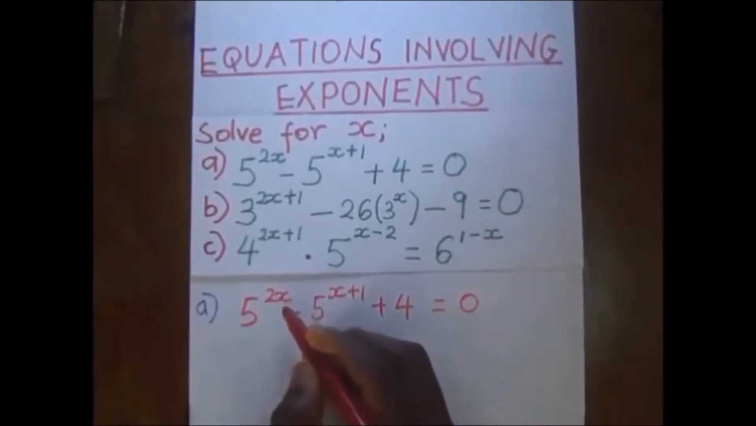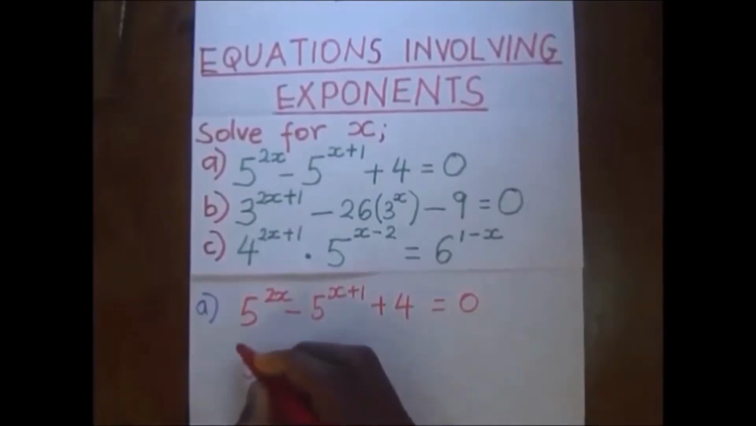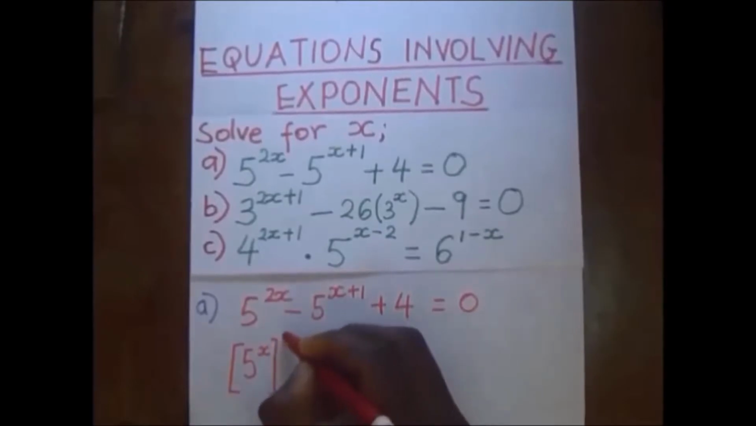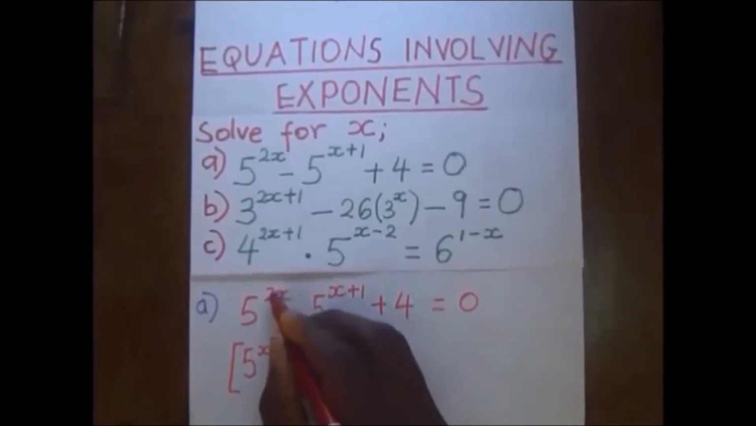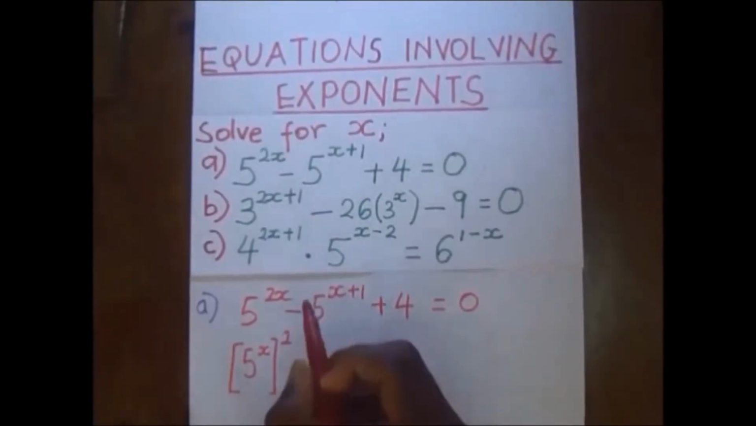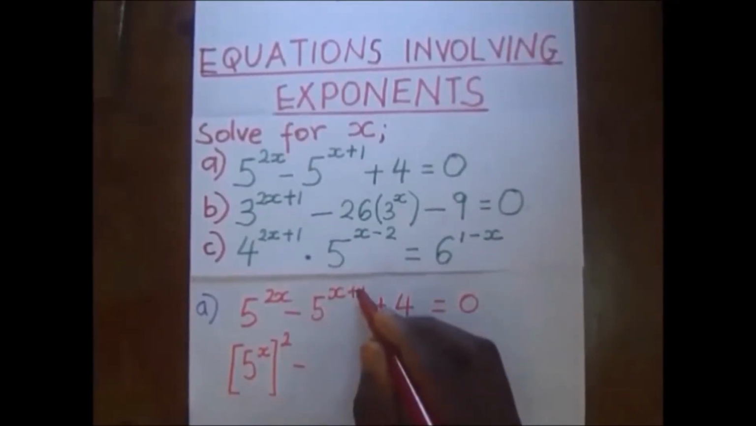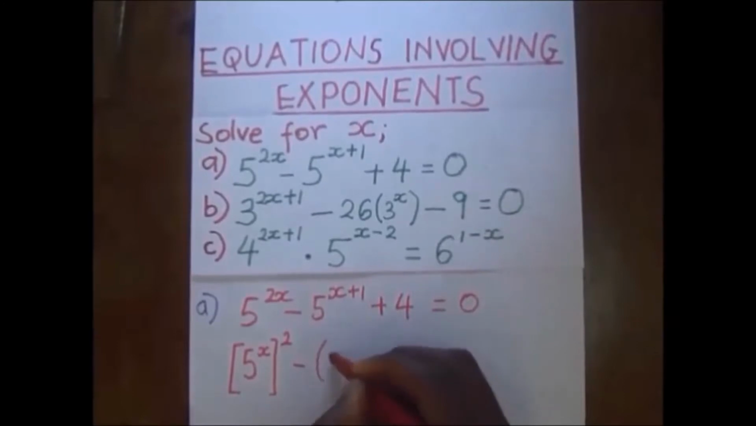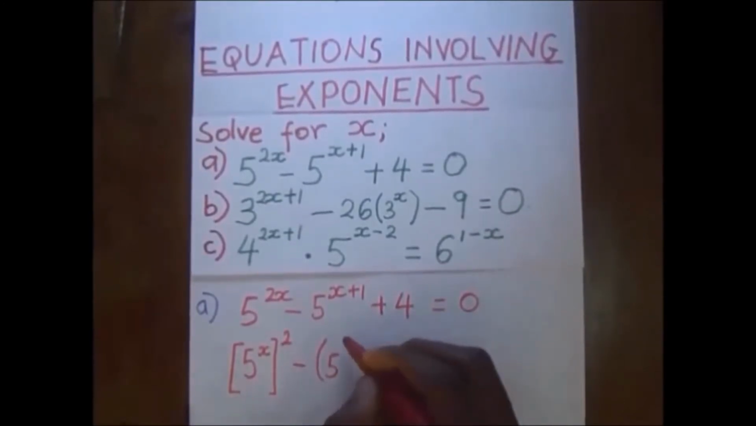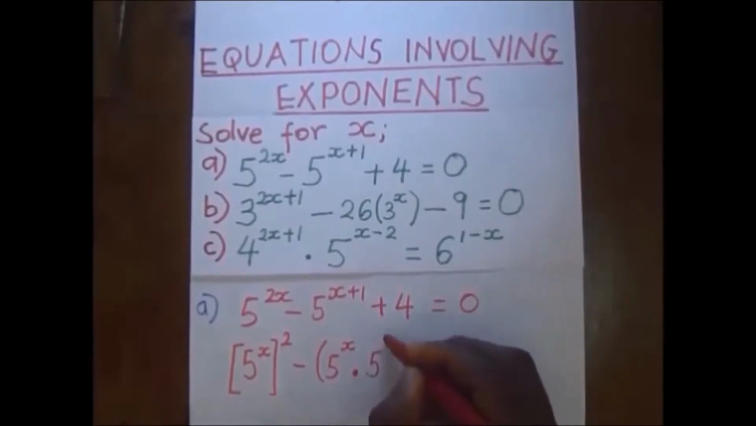5 to the power 2x is the same as saying 5 to the power x, all to the power 2, because 2 times x is 2x. That is coming from our laws of indices. 2 times x is 2x, minus 5 to the power x plus 1 came from 5 to the power x, multiply that by 5 to the power 1.